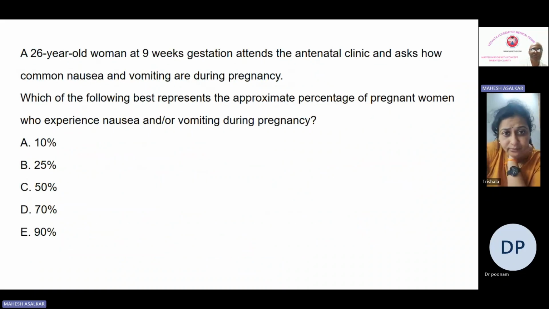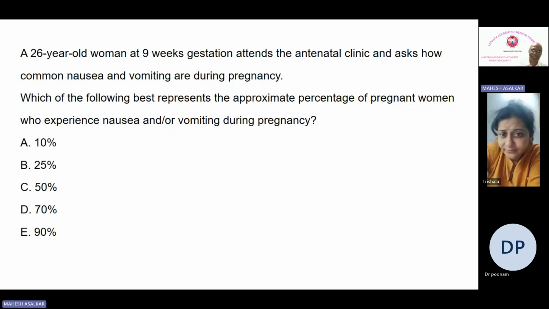Just try this one also. Simple questions are there. We'll give one or two more questions, then we'll stop. A 26-year-old woman at 9 weeks of gestation attends the antenatal clinic and asks how common nausea and vomiting are during pregnancy. Which of the following best represents the appropriate percentage of pregnant women who experience nausea and/or vomiting during pregnancy? A 10%, B 25, C 50, D 70, and E 90. So it's E, 90. Absolutely correct.